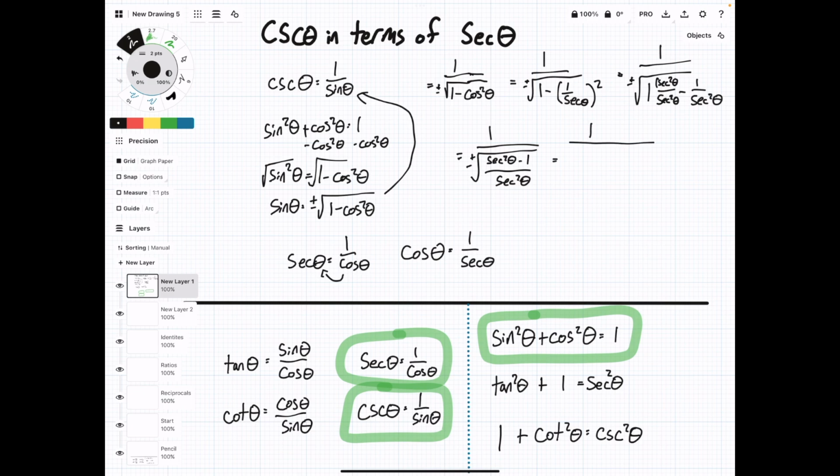In the final stretch here, now we can rewrite the bottom as, we'll just leave the plus or minus right here for now, the square root of secant squared theta minus 1 over the square root of secant squared theta. This just becomes secant theta. And then since we're dividing by a fraction, we're just going to flip it. So this becomes plus or minus secant theta over the square root of secant squared theta minus 1.